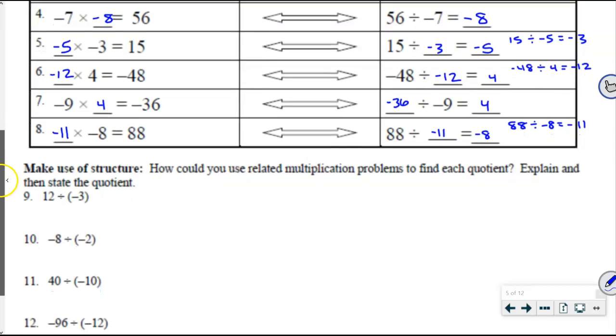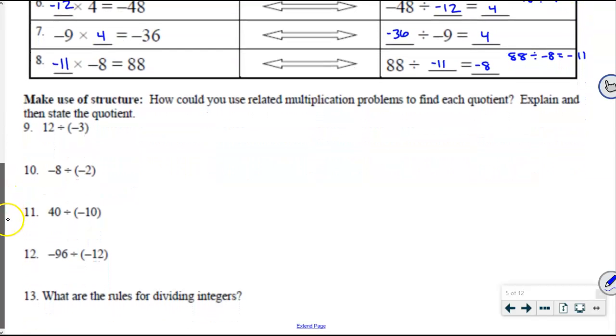Math practice 7. Make use of structure. How could you use the related multiplication problems to find each quotient, explain, and then state the quotient? So here are these quotients. We're not doing related multiplication problems, but can you use the structure of multiplication and division to figure out if the answer is going to be a positive or a negative? That's what I want you to try. Go ahead and work on 9 through 12 with your groups, and then we'll talk about it. With your groups, ready, set, go.